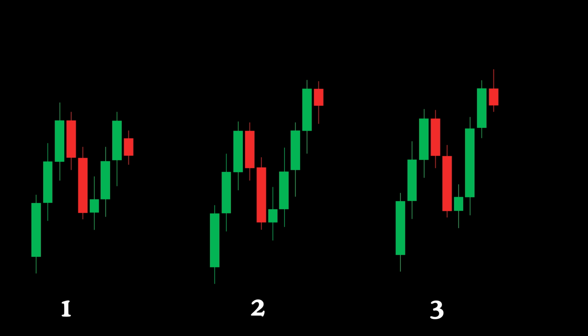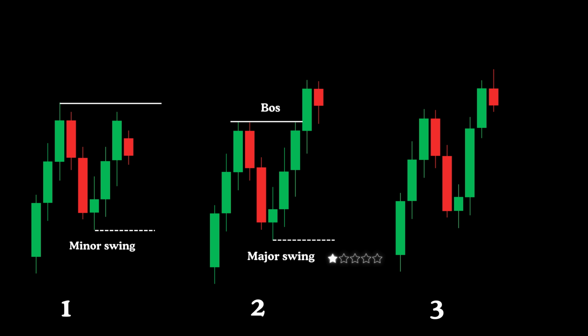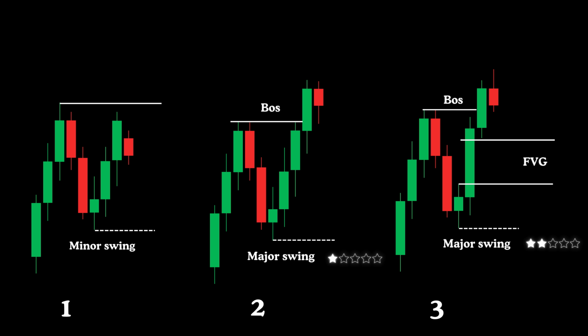Here we have 3 price examples. The first one does not show a break of structure or an imbalance, so it is labeled as a minor swing. Breaking below this area does not suggest a change in direction or a reversal. The second one is the origin of this breakout but does not include the imbalance, so it is viewed as a major swing but with only 1 star. The third one is the origin of the breakout and has produced an imbalance, making it a major swing with 2 stars. I hope this is not confusing. Up to this point, we've discussed 2 criteria that make a swing point significant and major.